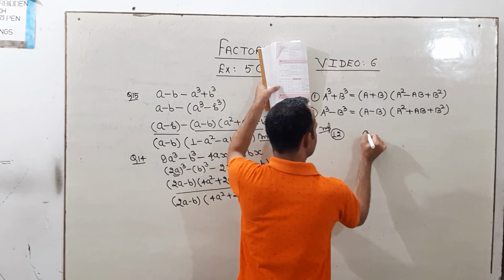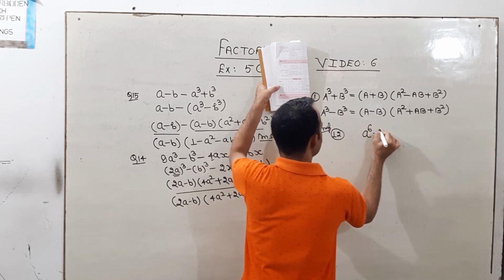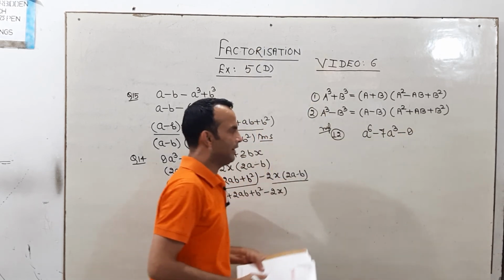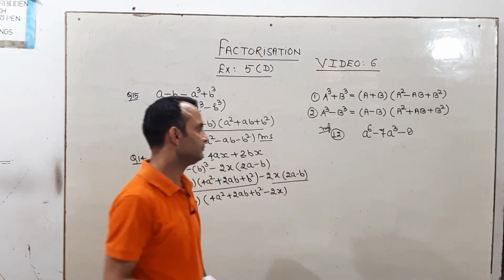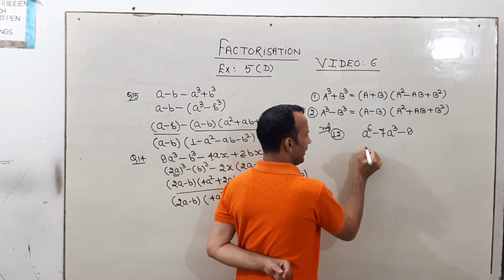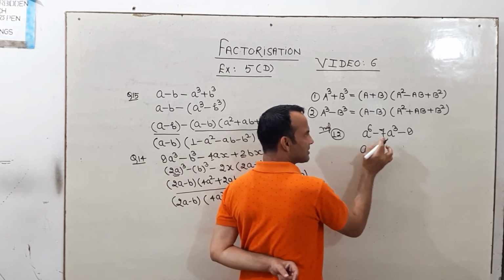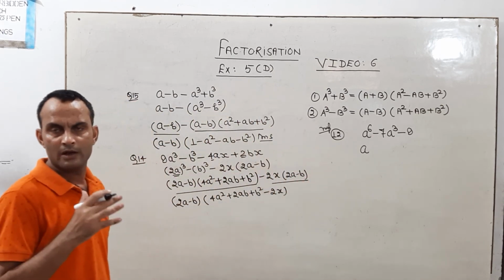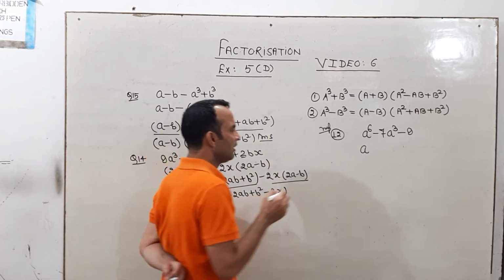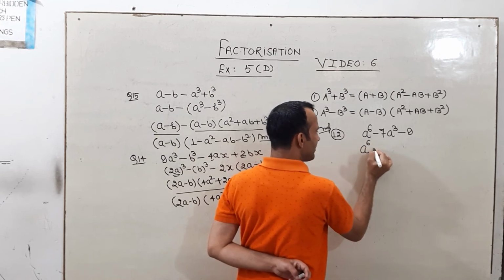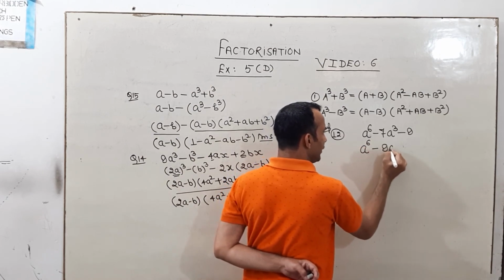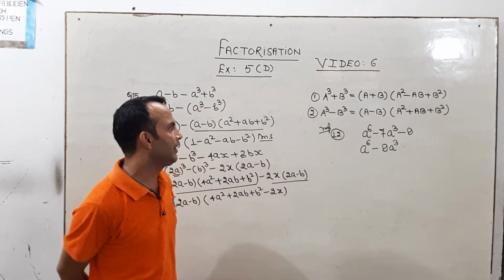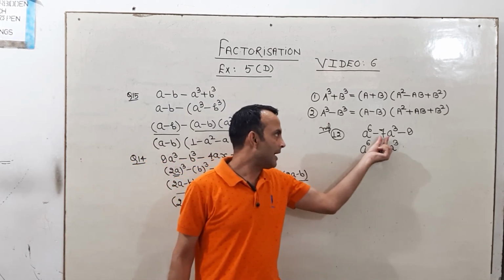a raised to the power 6 minus 7a cube minus 8. Okay, see, actually 7 is not a cube of any number. 7 is not the cube of any number. We can write a raised to the power 6 minus 8a cube. In place of minus 7a cube, we write minus 8a cube.